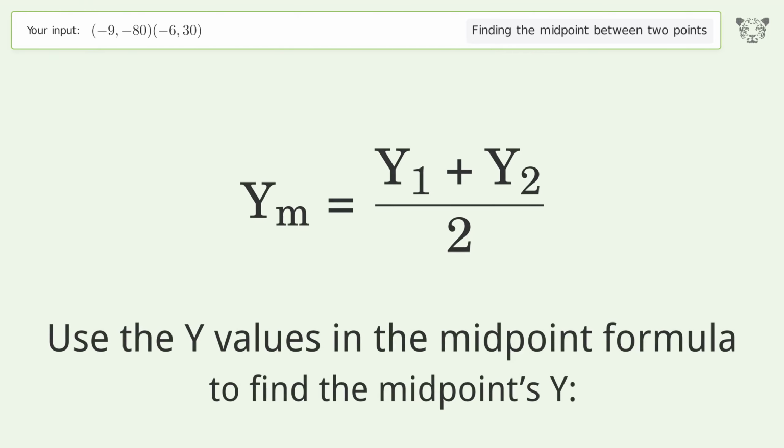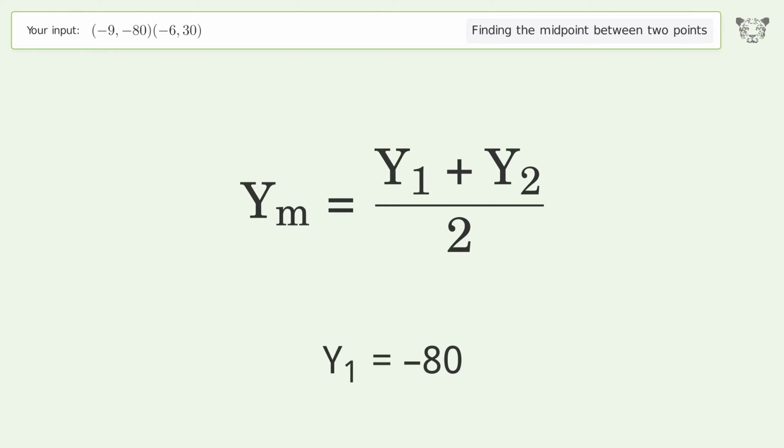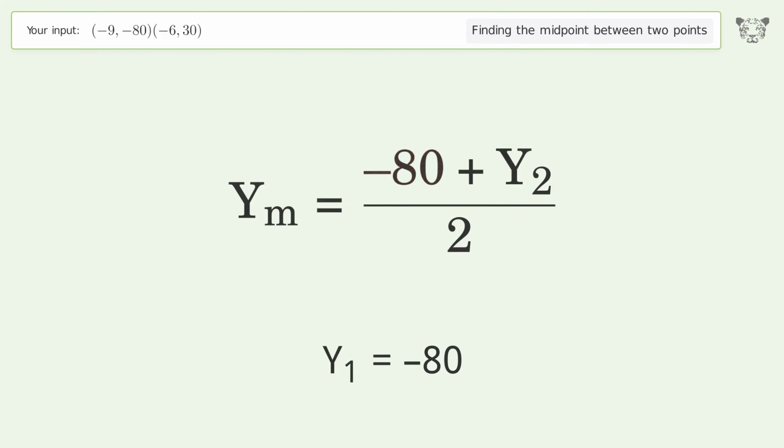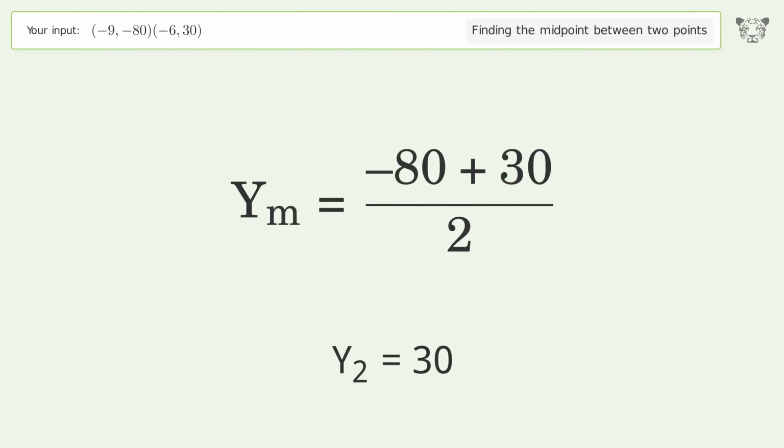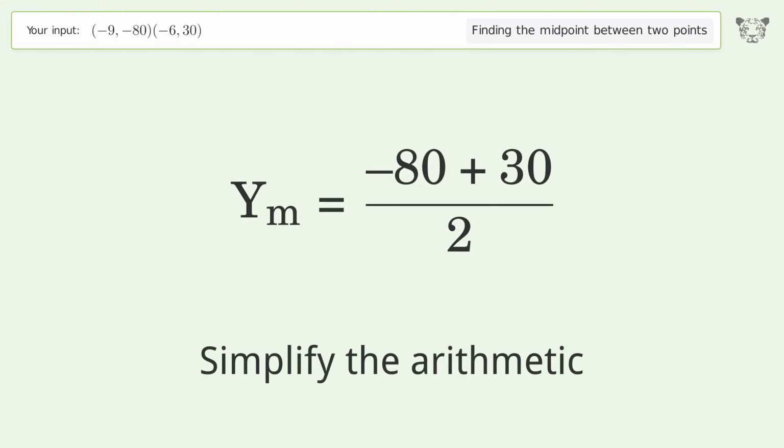Use the y values in the midpoint formula to find the midpoint's y. y1 equals -80. y2 equals 30. Simplify the arithmetic.